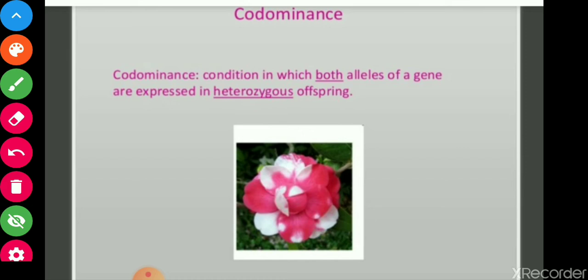See here, codominance is the condition in which both alleles of a gene are expressed in heterozygous offspring. So see here, white and red both are expressed in this flower. So this is showing codominance.